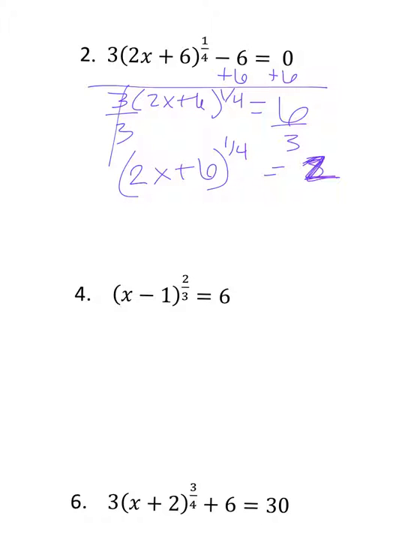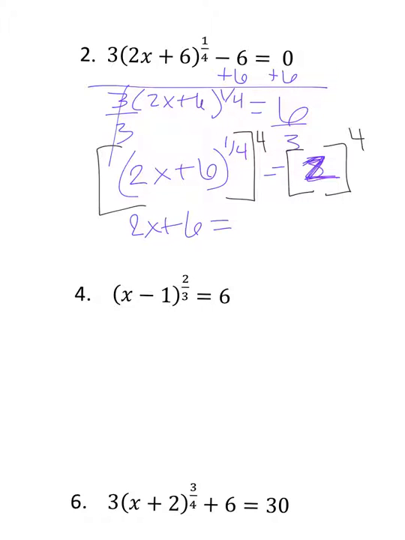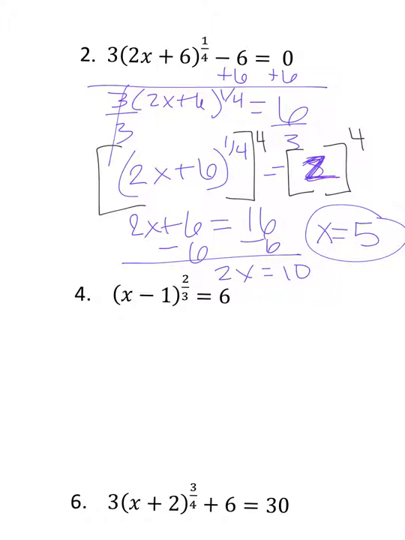Okay. So then we're going to take this whole business to the reciprocal power. So we're going to take it to the 4th. And when you work that problem, you're going to be left with 2x plus 6 equals, and 2 to the 4th is 16. So then we're just going to subtract 6 from each side, get 2x equals 10, and then we divide by 2. You should get x equals 5.